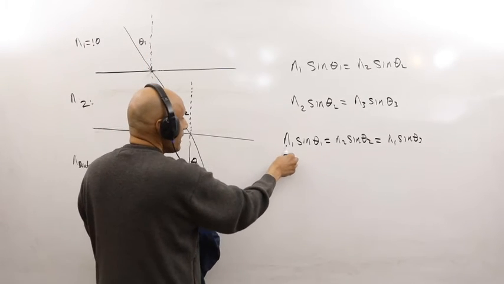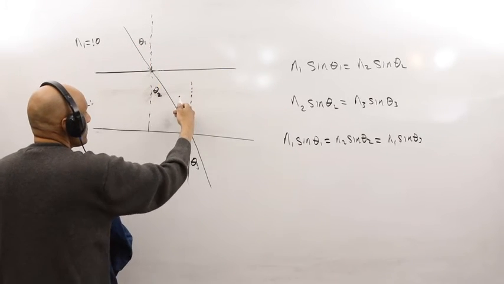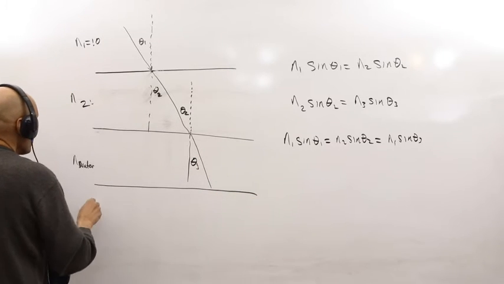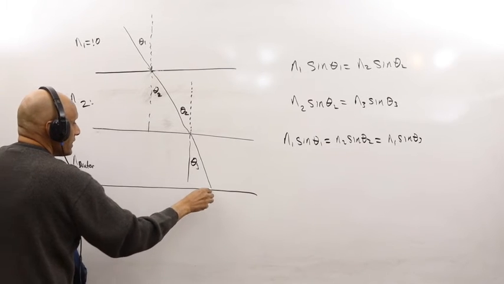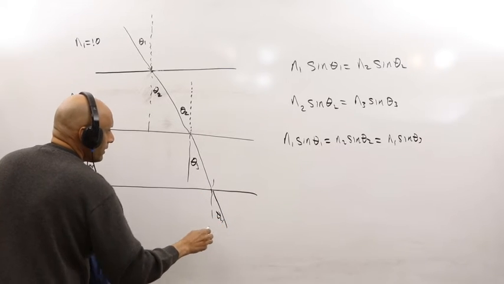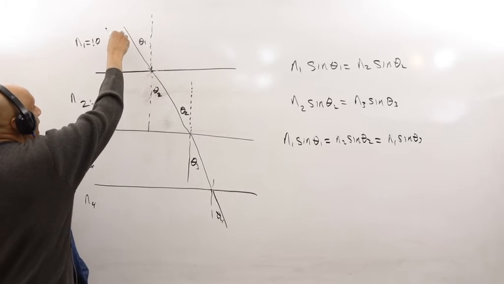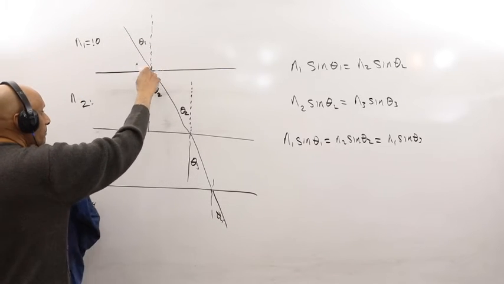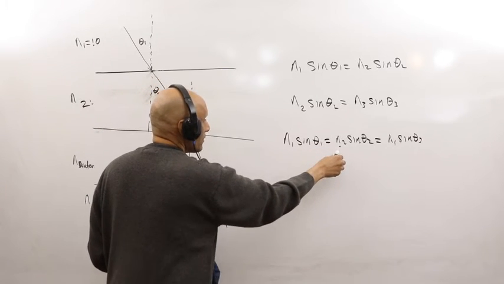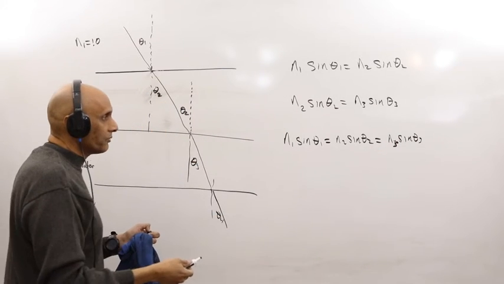Something, the index times the sine of the angle, is constant and is conserved as the light ray travels between the materials. In fact, if I had a fourth material, N4, you'll see that the angle that comes out, theta 4, is equal to this. So we have a conservation principle that says that as the light ray traverses parallel layers of material, n1 sine theta 1 equals n2 sine theta 2, equals n3 sine theta 3, equals n4 sine theta 4, and is conserved.